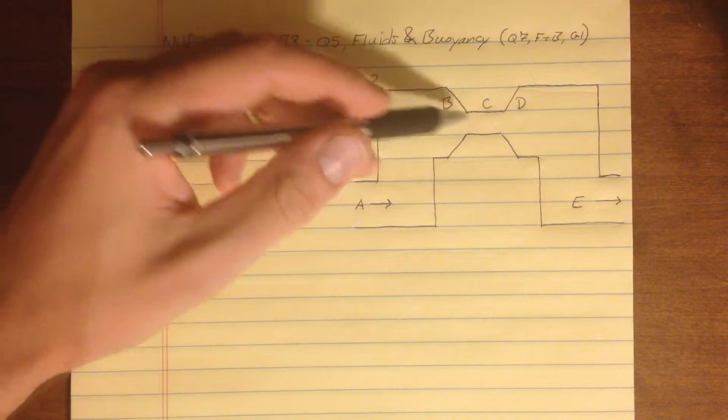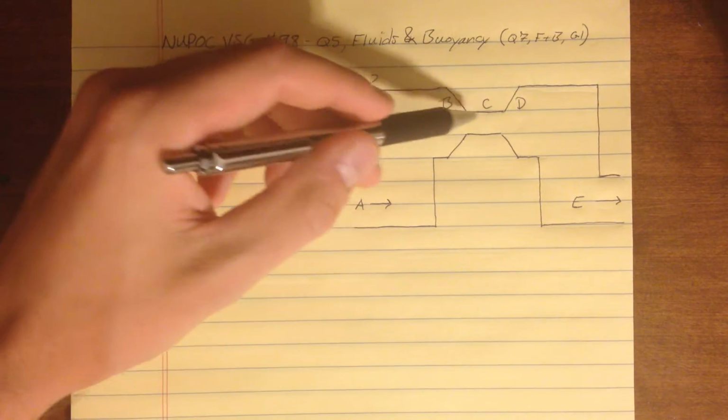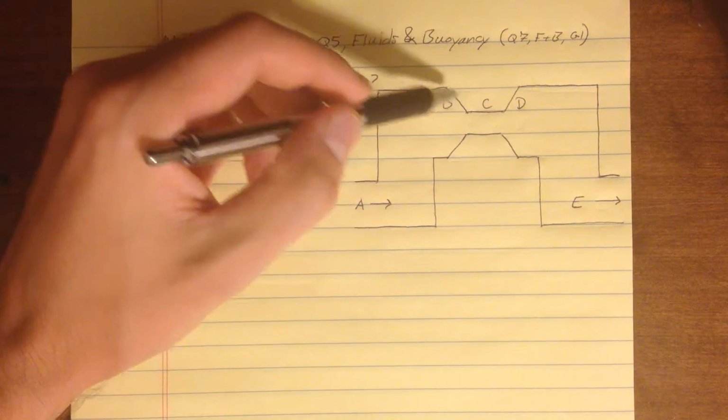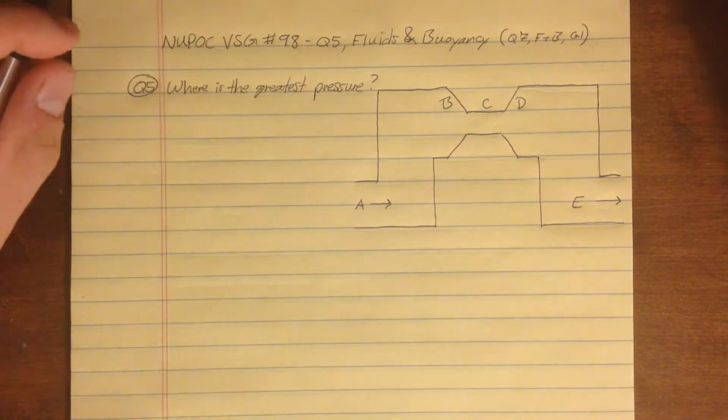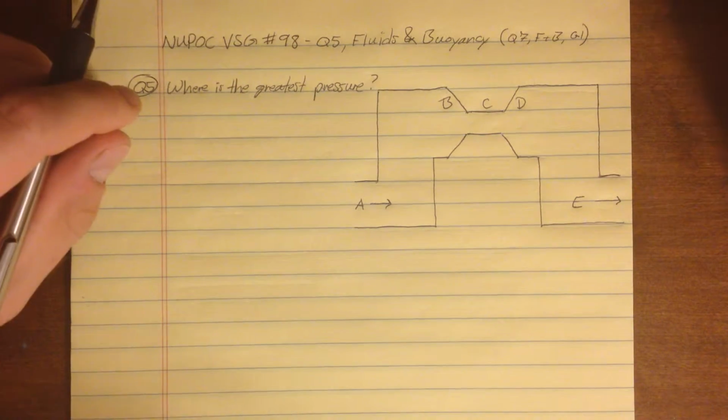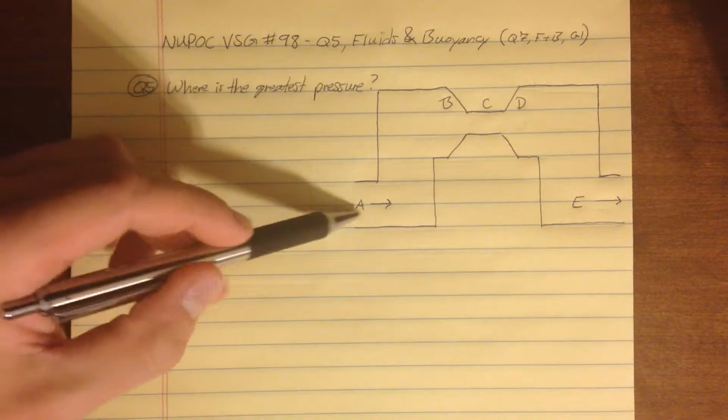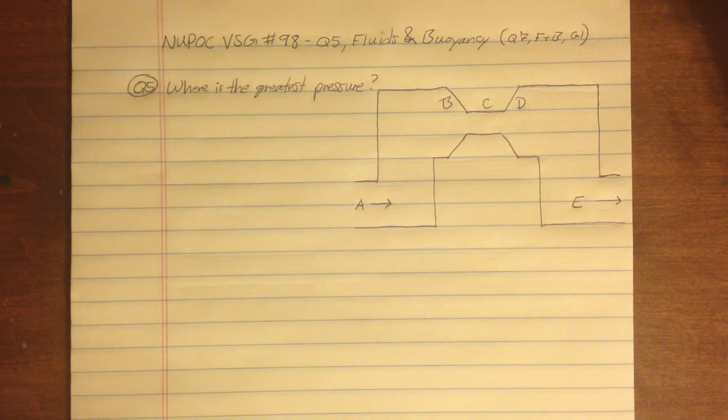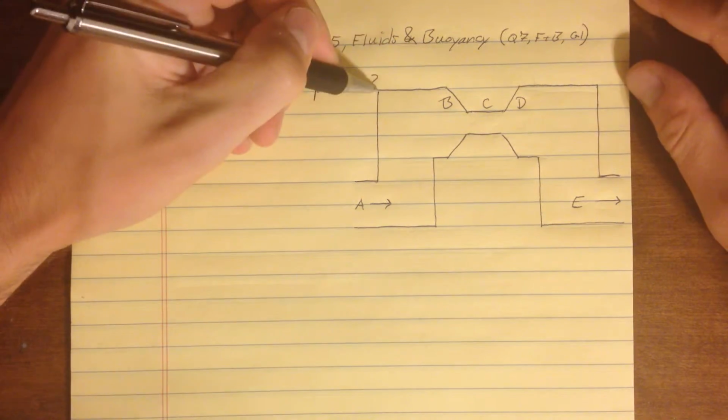Especially than at point B, because there may be additional friction losses in here and whatnot, so the pressure at D is actually less than B. But anyways, so where is the greatest pressure? Well, the greatest pressure is actually at point A, right? So let's talk a little bit about that.